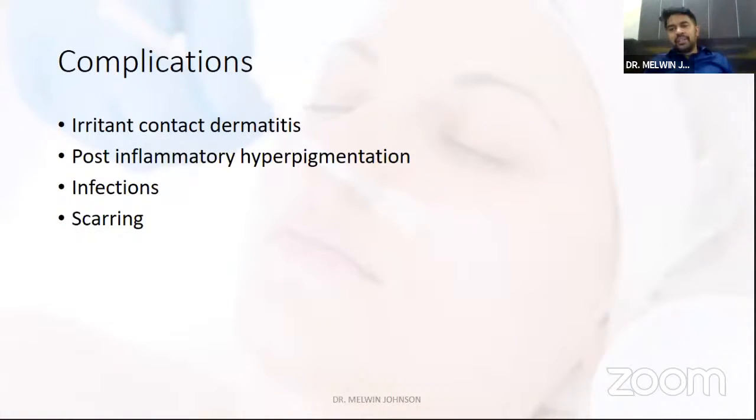Complications are hyperpigmentation (PIH), infections, scarring, and irritant contact dermatitis. Contact dermatitis is nothing but irritation. Post-inflammatory hyperpigmentation, or PIH, is where you see the skin getting dark in certain areas. That mostly, 90% of the time, occurs if you don't use sun protection or you go in direct sun immediately after a peel.